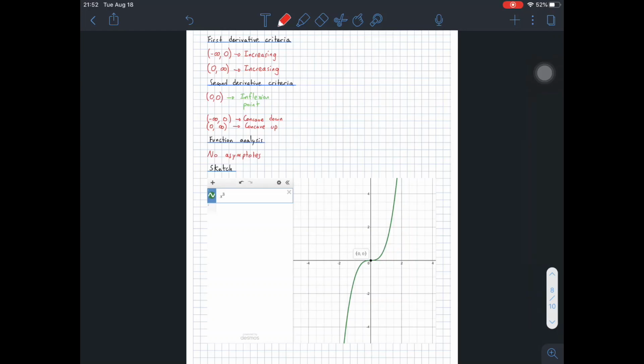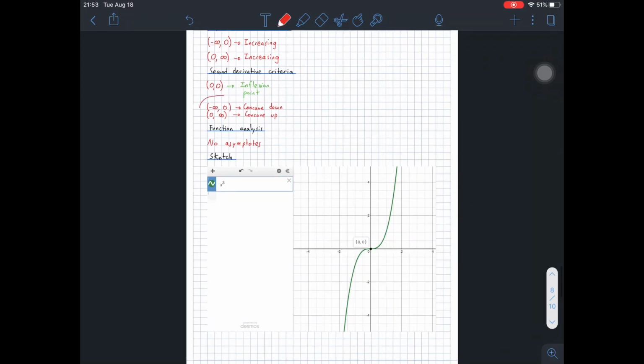That's correct. Then for the second derivative criteria, we found that the point (0, 0) is an inflection point. And we can see that. Why? Because before that point, this function is concave down, right? It is bending downwards. And after the inflection point, the function is bending upwards, right? So it has a positive concavity. Because there's a change in concavity, we say that the point (0, 0) in this case is an inflection point. And that's exactly what we see here.